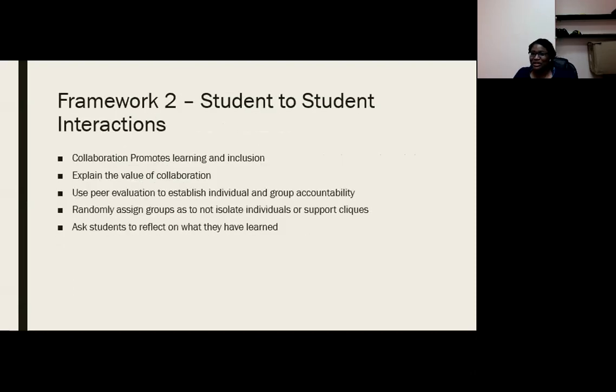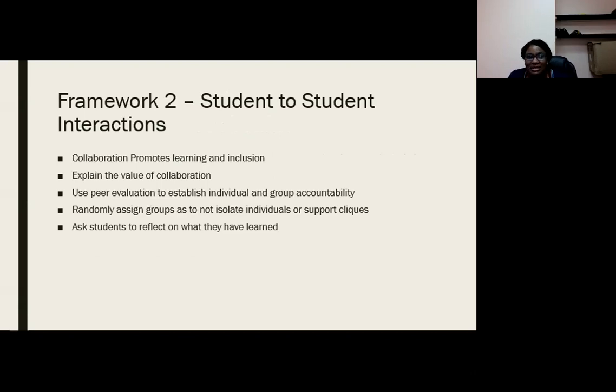So the next framework is looking at student-to-student interactions. And I know that the first P in promotes should not be capitalized. I did that by accident. That's for all my writing people out there. I acknowledge that I did that. But the collaboration promotes learning and inclusion, right?